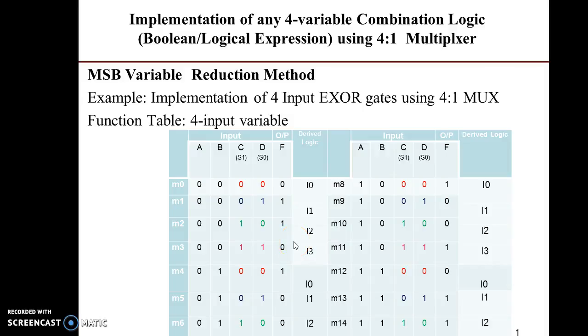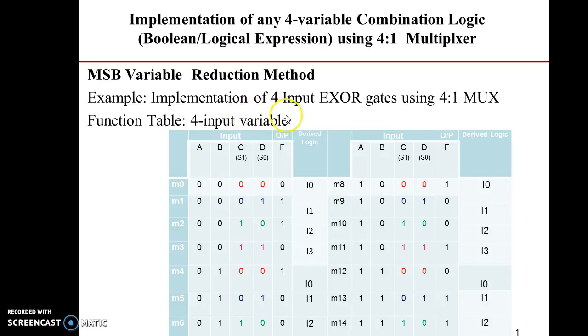Hello. In the previous slide, we discussed the implementation of any 4-variable combinational logic circuit or Boolean expression using a 4:1 multiplexer with the help of the LSB 2-variable reduction method. Here I am going to introduce the MSB 2-variable reduction method.